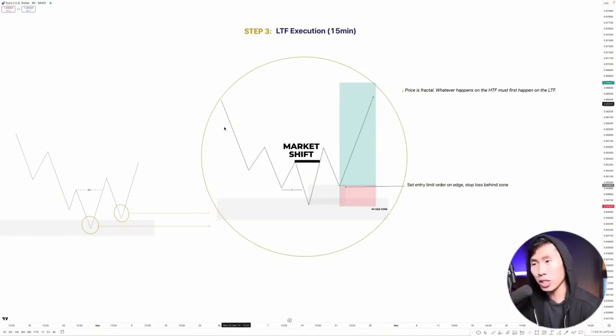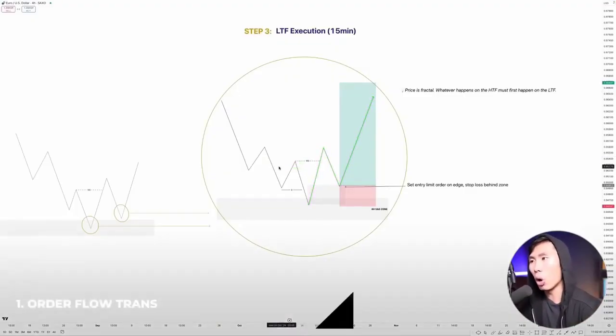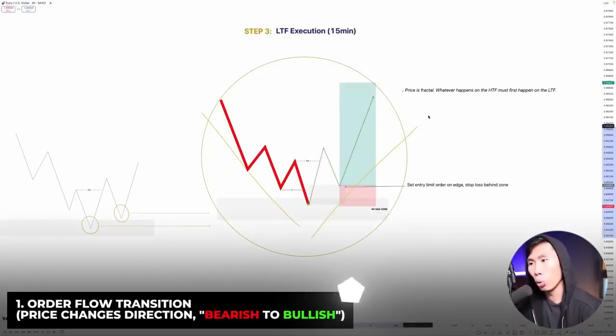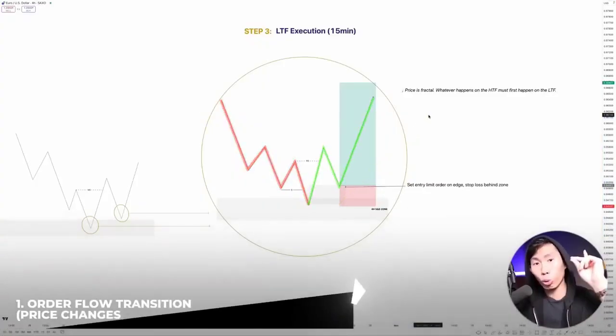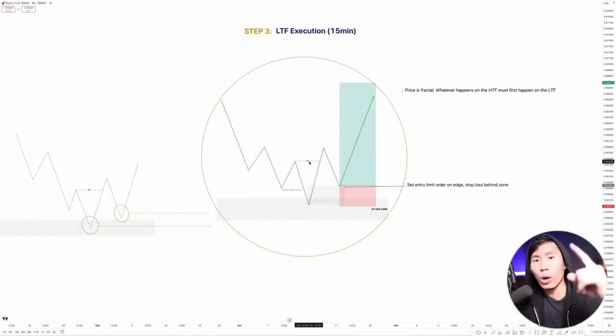So bear in mind, this is what price is doing on the 15-minute time frame, right? So you want to see price go up there and break past the last lower high, creating a market shift, which signals to us that right now the order flow has transitioned from bearish to bullish. And right now, we are about to go to the moon. So that is the first criteria that must be fulfilled before you actually enter for a buy.